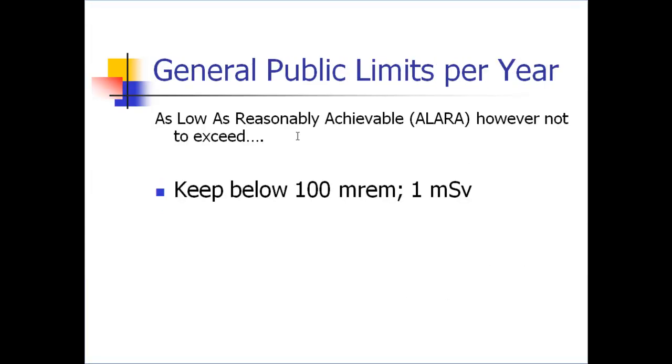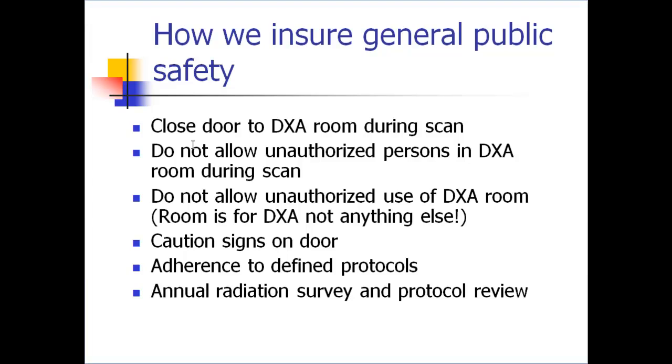How about the general public? The general public limits per year are, again, as low as reasonably achievable, so we make every effort to make sure the general public isn't exposed to any more radiation than they need to be, or it can exceed 1 millisievert. Now again, remember, the person lying on the DXA system is receiving 0.4 microsieverts. So how do we ensure general public safety? We close the door to the DXA room during the scan so that somebody doesn't accidentally walk in and possibly expose themselves needlessly. We don't allow unauthorized persons in the DXA room during the scan.